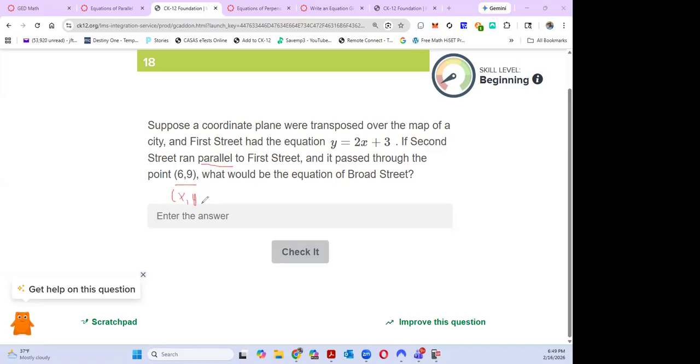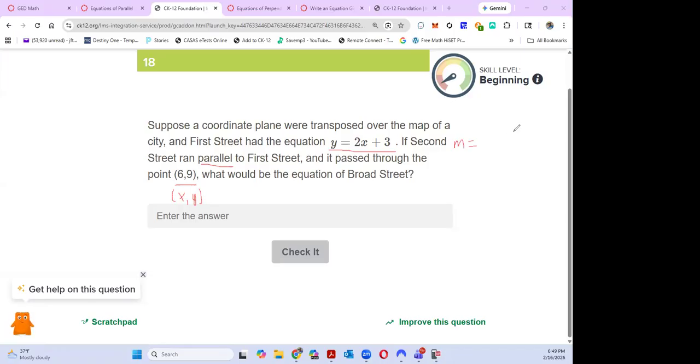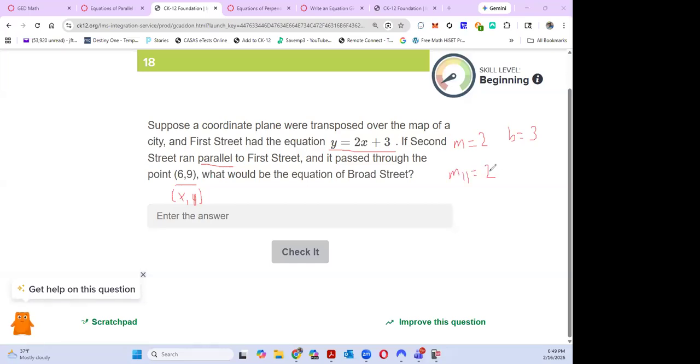What else do you know? You have an equation. From that equation, what two things do we know? You have a slope. What's the slope? 2. What's my y-intercept? 3. Because we know the slope is 2, the slope of any line parallel to that is also what? 2. Bam.